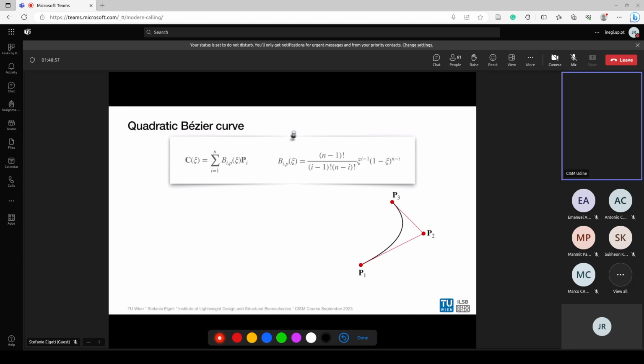For completeness, we can look a bit more quickly at a second example, the quadratic Bézier curve. So now n is equal to 3, meaning that p is equal to 2. So then we have 3 basis functions that we need to compute, B1,2, B2,2, and B3,2.